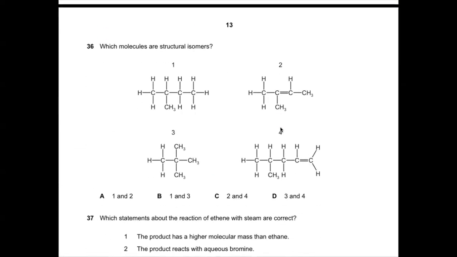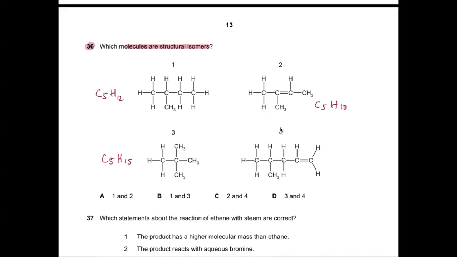Now, MCQ number 36, which molecules are the structural isomers? Okay. So to be a structural isomer, the formula would be the same. If you see the first one, 1, 2, 3, 4, 5, there are 5 carbons and it's an alkane. So C5H12. 1, 2, 3, 4, 5. So there are also 5 carbons. So it is going to be C5H12. Now it's an alkene. 1, 2, 3, 4, 5. So it is going to be C5H10.